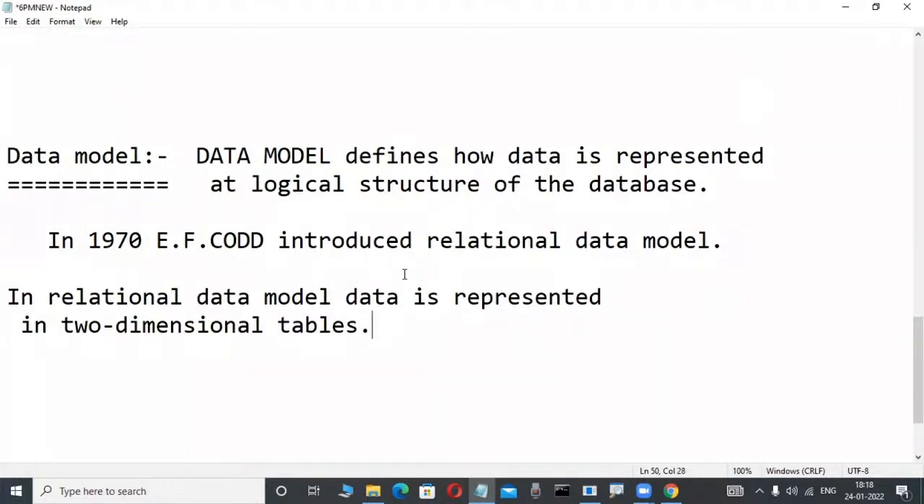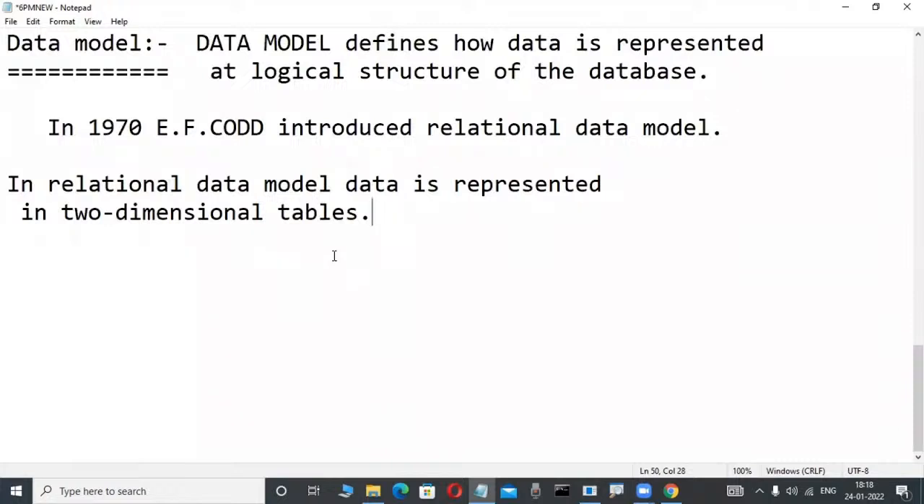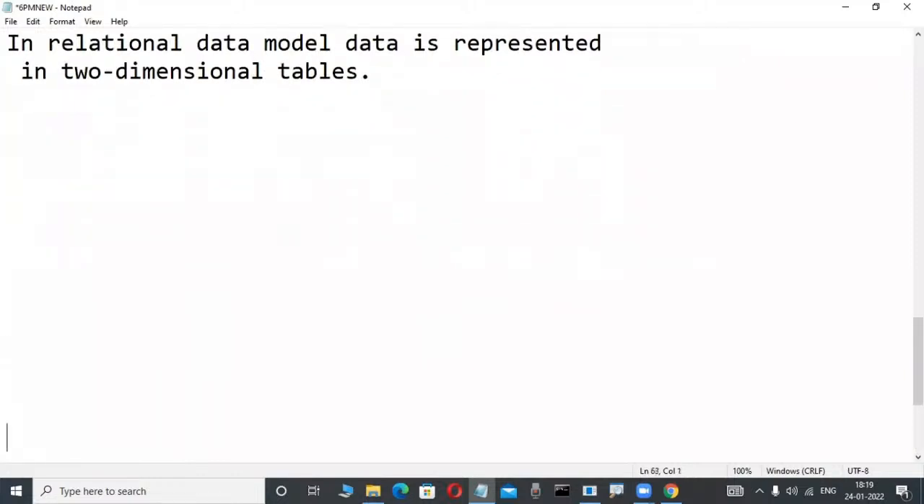Why this relational data model? The relational data model products we are operating, and the SQL language we are using. The history, the big history, we will learn next, when our course starts. This is a big concept.